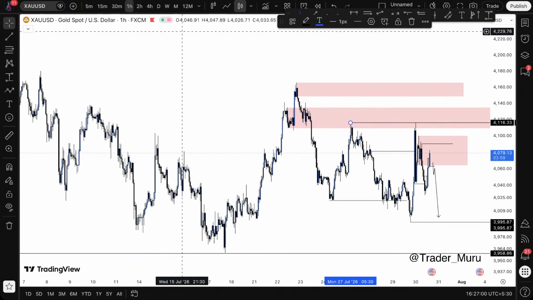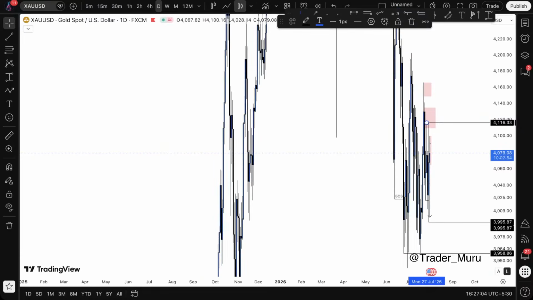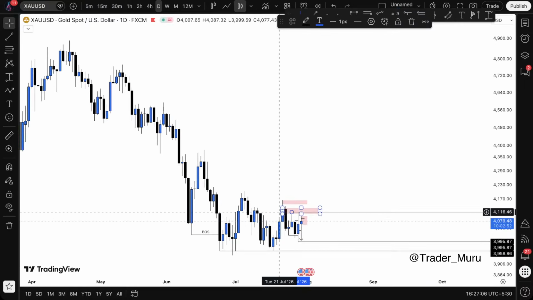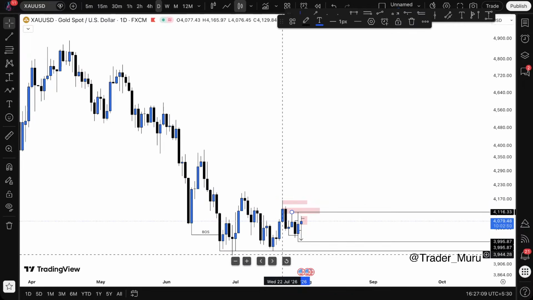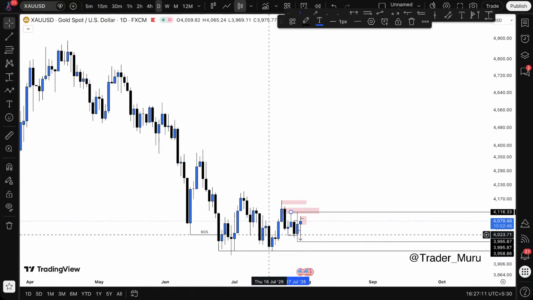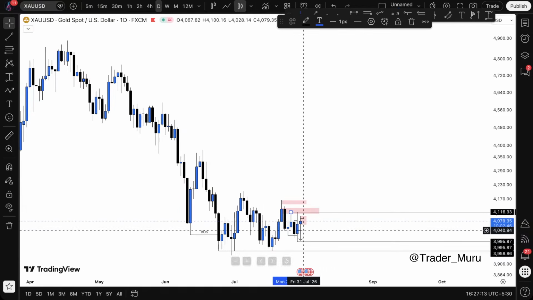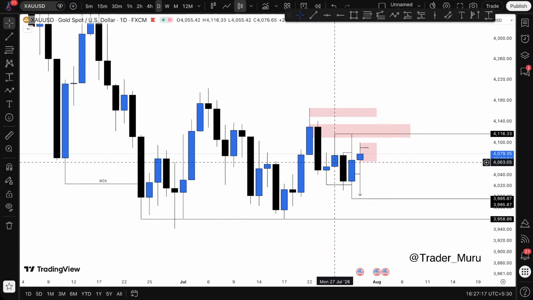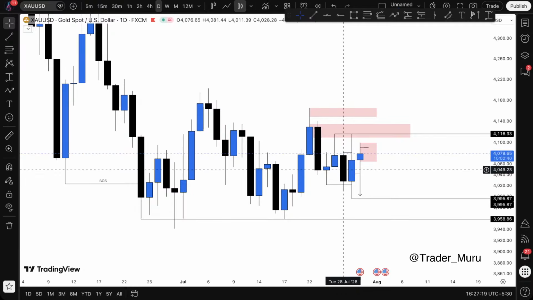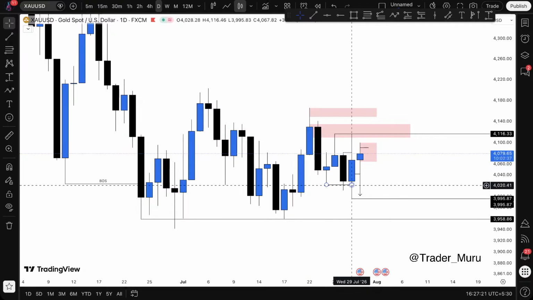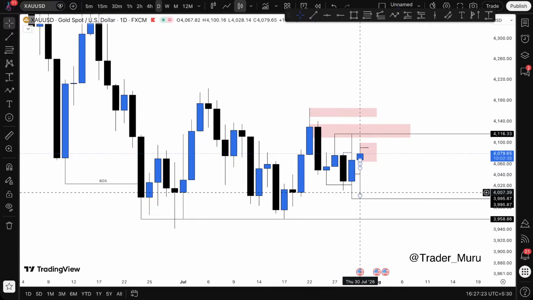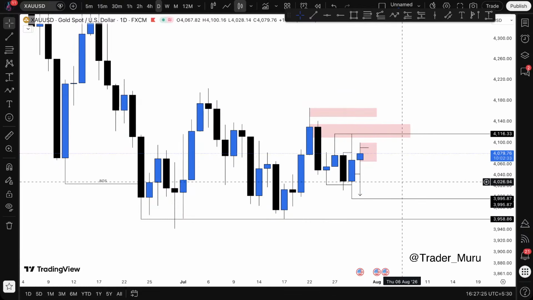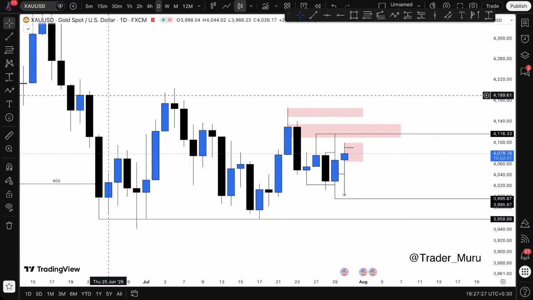And currently price is not in a trendy situation. You guys need to understand this. This is a range. Price will simply sweep your high, sweep your low, and it will still be at the same level. You can see this: high sweep, low sweep, again a low sweep, high sweep, back low sweep. This is not a trendy situation.